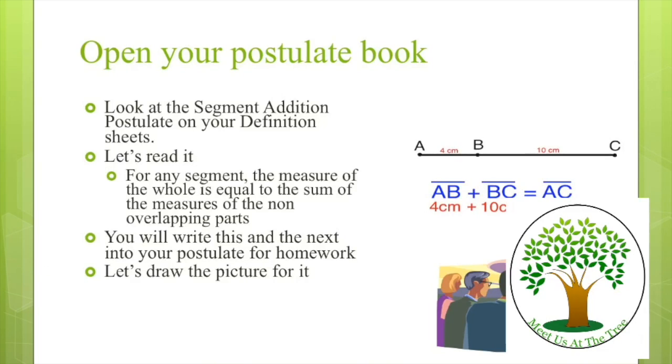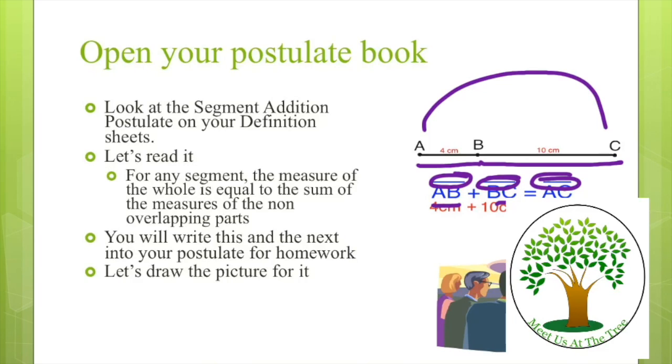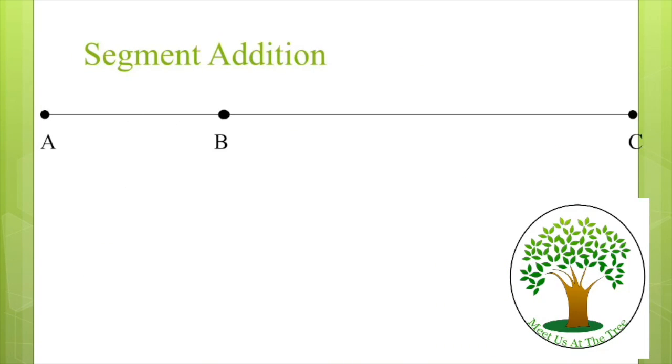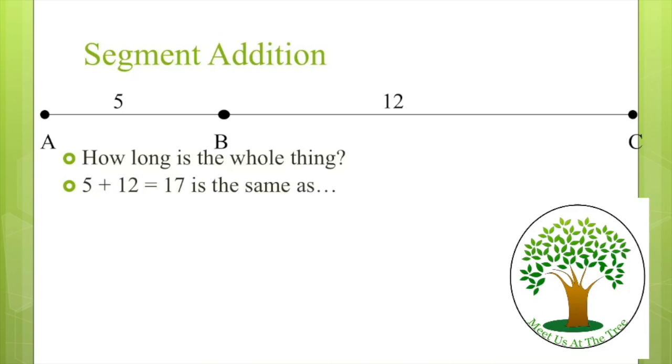We also drew a picture. If we have a segment here, we add it to the second segment, and it should equal the whole segment. So if this segment is 4 and this segment is 10, the whole thing should be 14. Symbolically, we can write it like this: AB plus BC equals the whole AC. And notice there are little segment bars at the top of each of those. So we did this example. If that little piece is 5 and that little piece is 12, the whole thing should be the addition of 5 plus 12, which is 17.